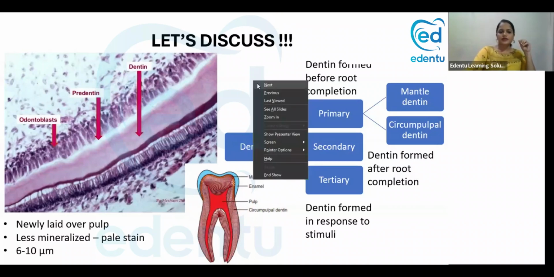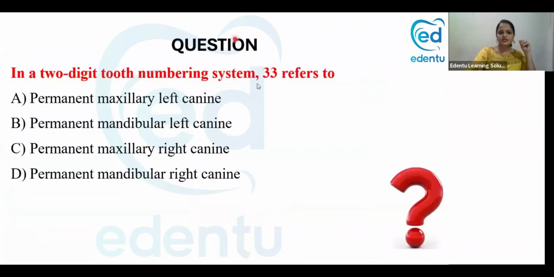Now coming to our next question. In a two-digit tooth numbering system, 3 refers to: permanent maxillary left canine, permanent mandibular left canine, permanent maxillary right canine, or permanent mandibular right canine? We usually use this numbering system in our clinic.